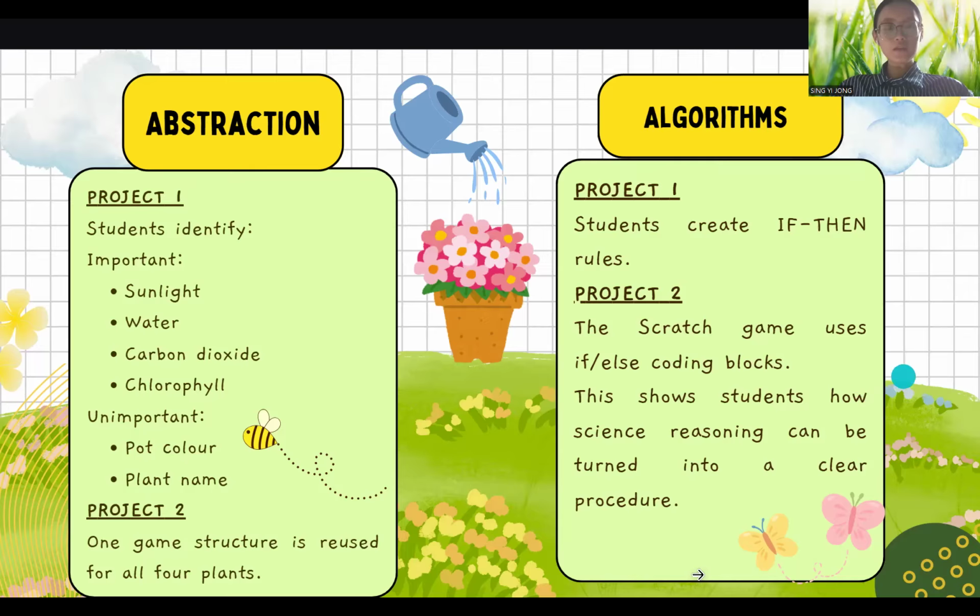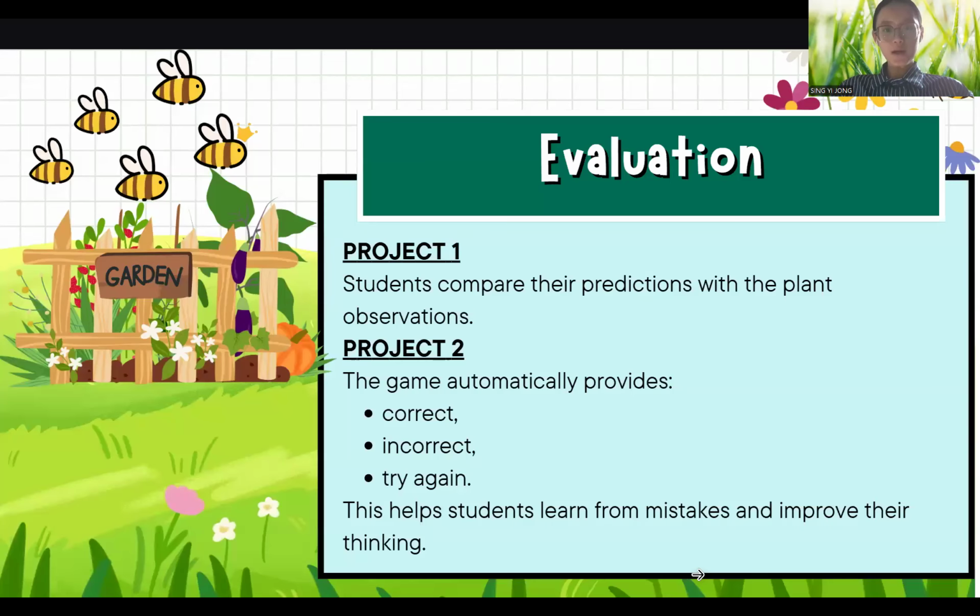The final skill is evaluation. In Project 1, students evaluate their thinking by comparing their predictions with what they actually observed on the playing cards. In Project 2, the game evaluates the student automatically, responding with correct, incorrect, or try again. In both cases, students are learning the same underlying habit, which is to check their own thinking and improve it when it turns out to be wrong.